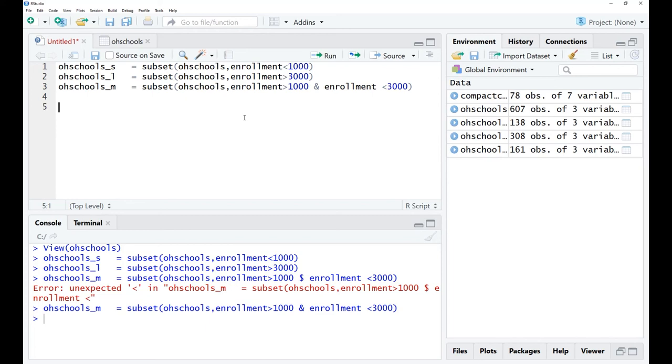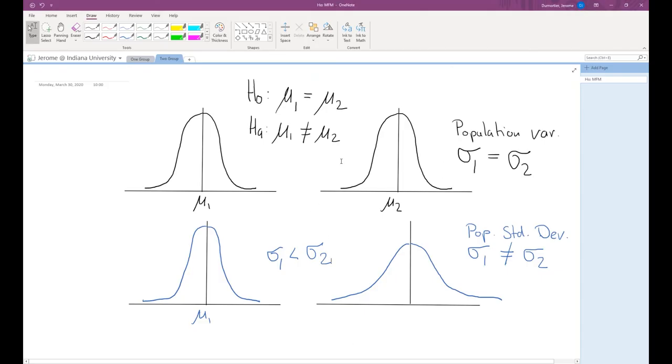Now we are going to test the hypothesis that the small schools perform as well as the large schools. To do this, we are going to use the command t.test. This is similar to the one group hypothesis test. We say that the small schools' score is the first group. Then we have to enter the second group, which is the large schools. And we are going to say that the variance is equal. What this assumes is that the variance between the large schools and the small schools is equal.